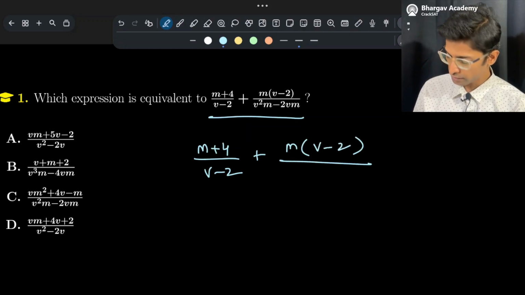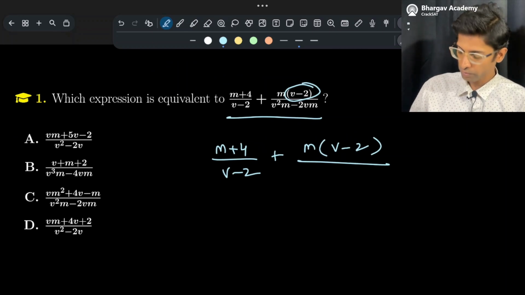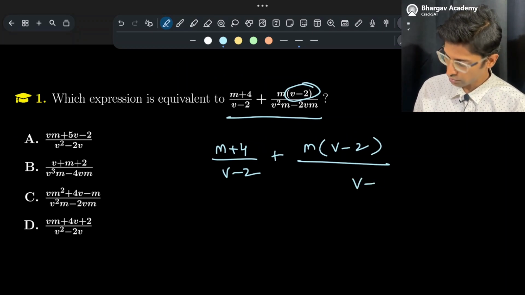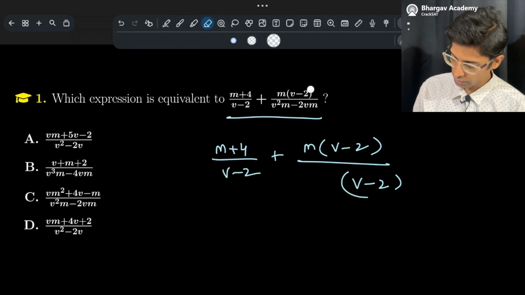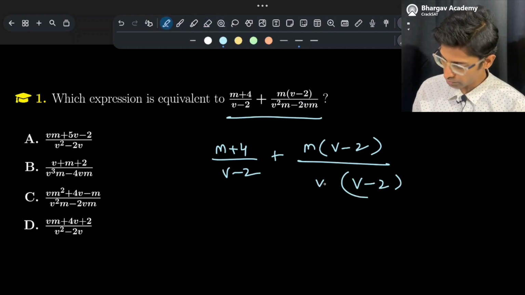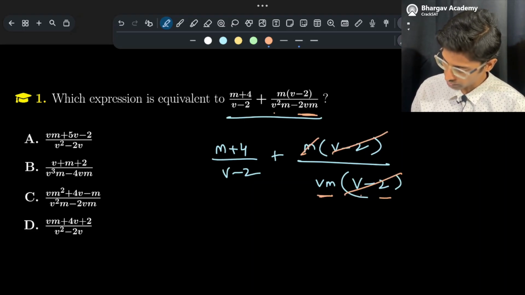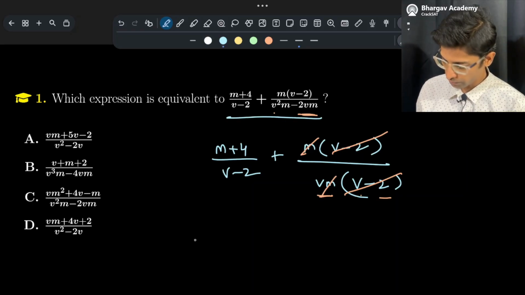Once I have seen v minus 2 in the numerator, I'll see if I can find the same expression in the denominator. So if I take Vm common, what am I left with? You see both the denominators are matching. Vm into v is v square m, Vm into minus 2 is minus 2Vm. So from here I can cancel out these two expressions as well as these two. So what am I left with?